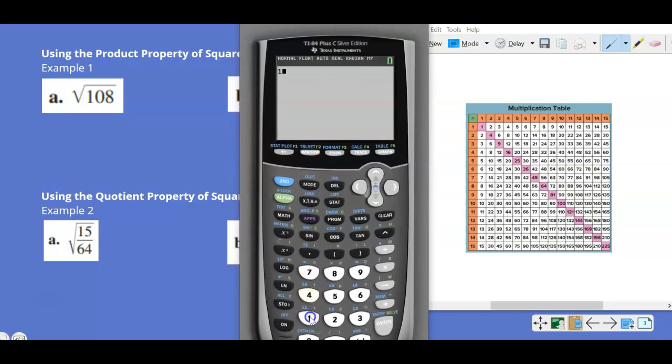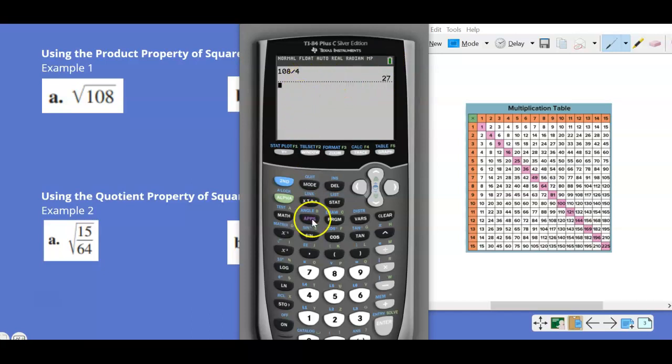All right, so we've got 108. We know that 1 goes into everything, but let's see if 4 goes into 108. I forgot my 4. All right, let's try one more time. 108 divided by 4. Yes, it goes evenly 27 times, but 27 is also 9 times 3.